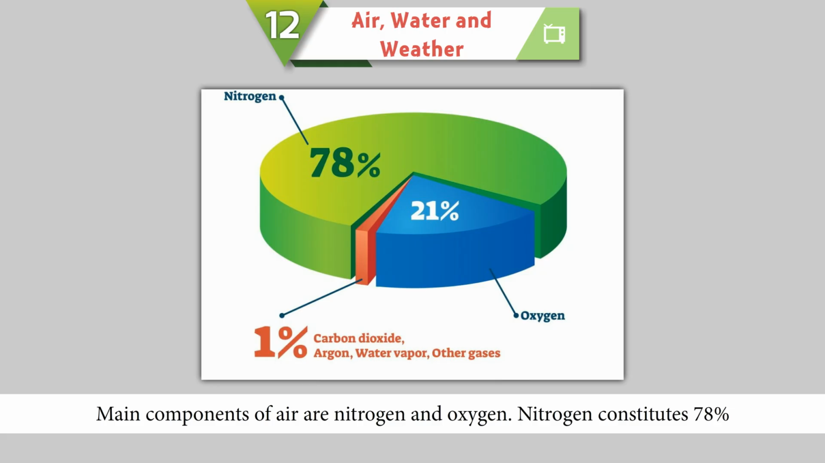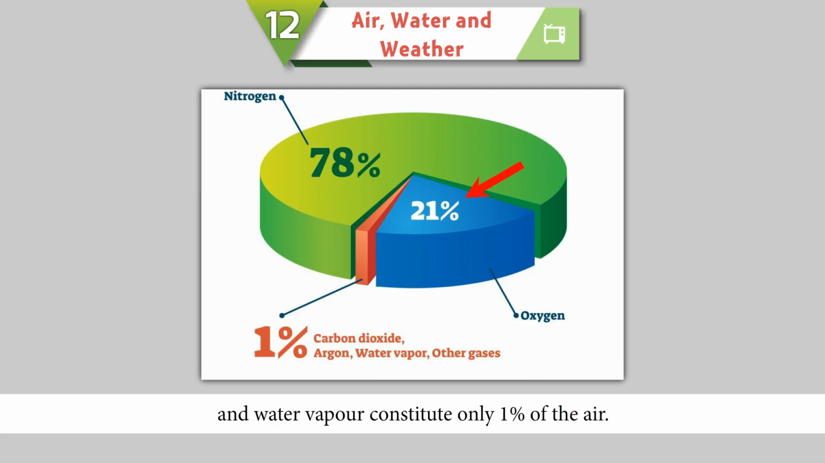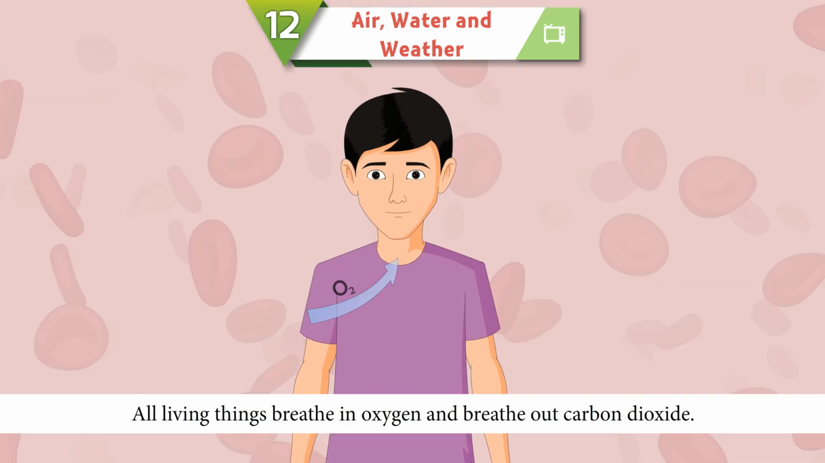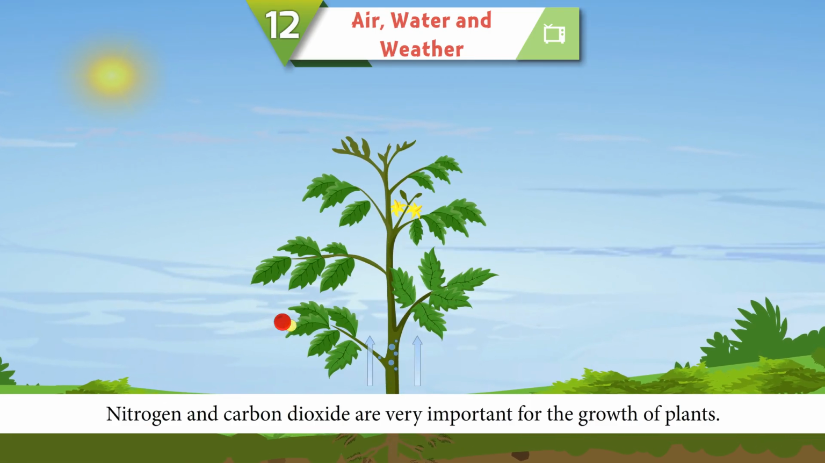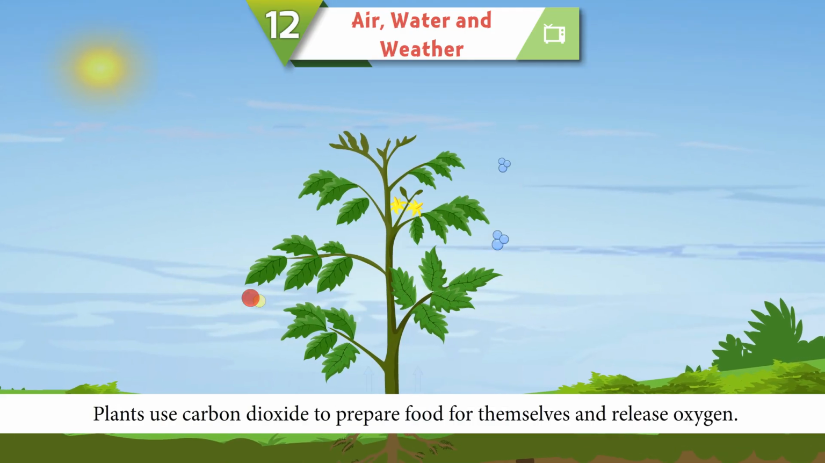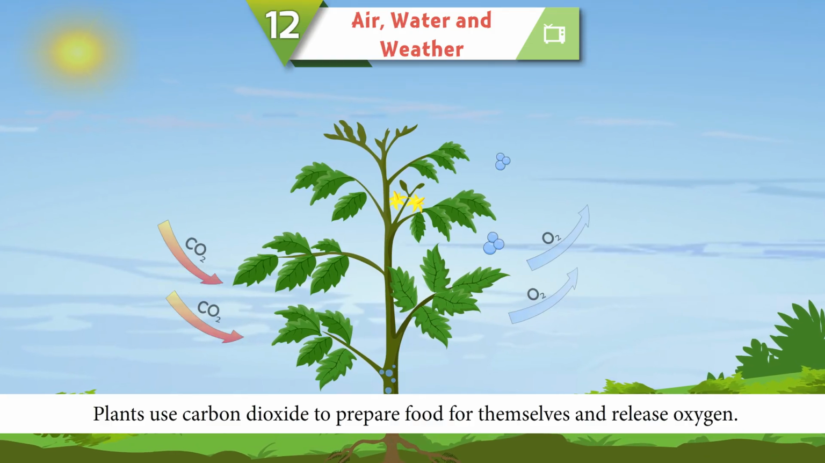Gases. Main components of air are nitrogen and oxygen. Nitrogen constitutes 78% and oxygen constitutes 21% of air. Other gases like carbon dioxide, hydrogen, and water vapor constitute only 1% of the air. All living things breathe in oxygen and breathe out carbon dioxide. Nitrogen and carbon dioxide are very important for the growth of plants. Plants use carbon dioxide to prepare food for themselves and release oxygen.